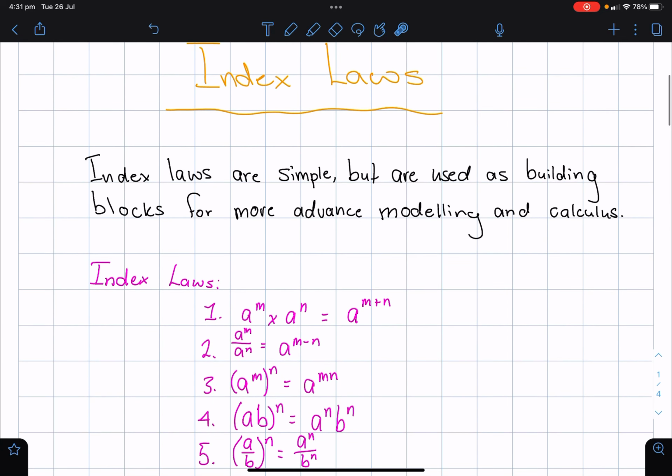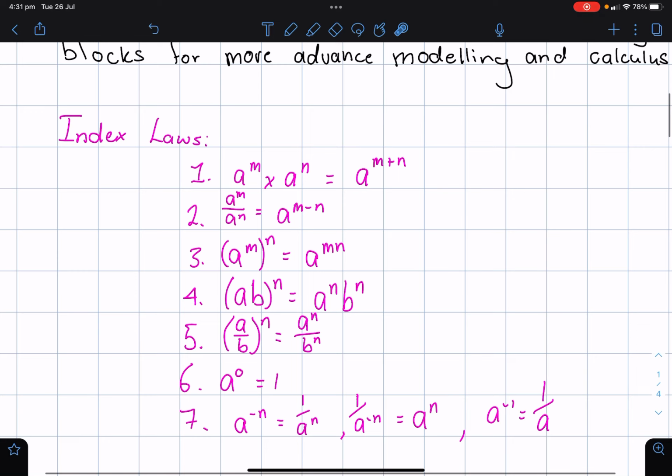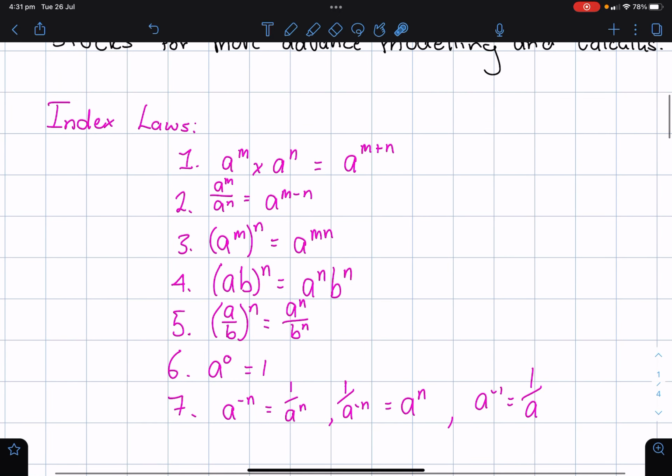So today I want to start looking at the index laws. There are a few that I want you guys to have a look at, and using these is really important in more advanced modeling and calculus. So law number one, most of these are when we use the same base. If we have a to the power of m times by a to the power of n, then we add the indices together. If we have a to the power of m divided by a to the power of n, we subtract the indices.